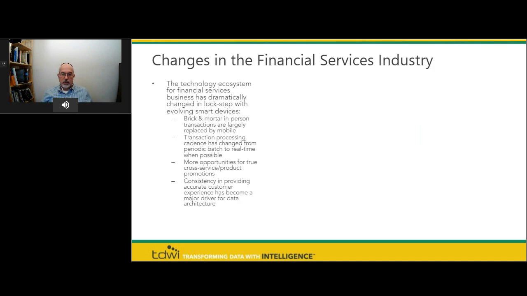The financial services industry has been around for a long time, and it is actually one of those industries where there's been very, very effective use of technology over time. And in fact, maybe to some extent that might be a drawback these days, particularly because the systems have been engineered so well that organizations have been relying on them for decades in some cases. And yet the technology ecosystem for financial services businesses has changed dramatically in lockstep with evolving smart devices.